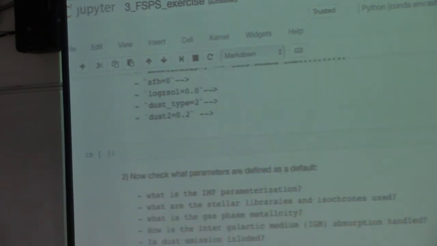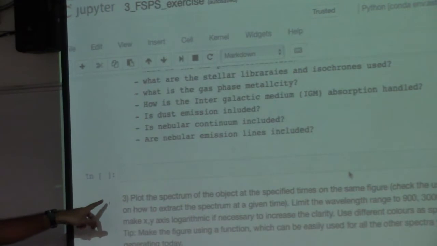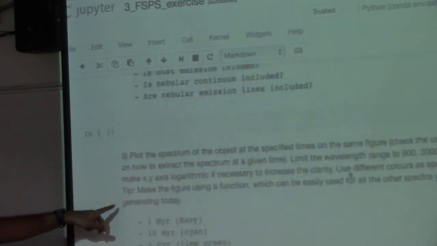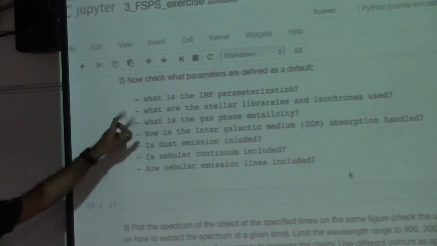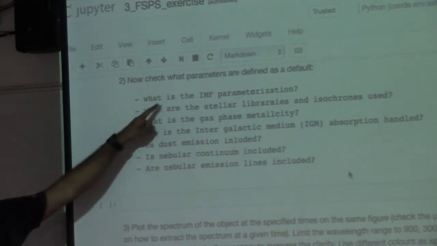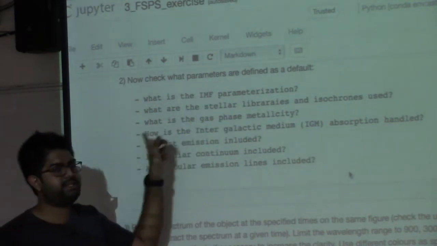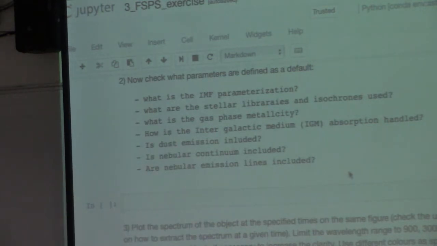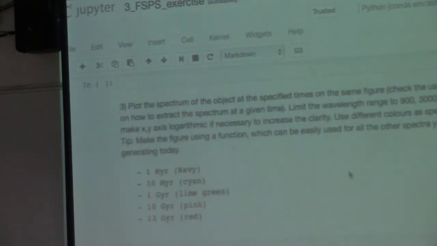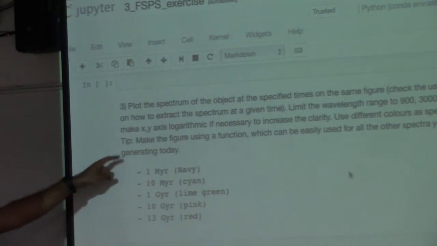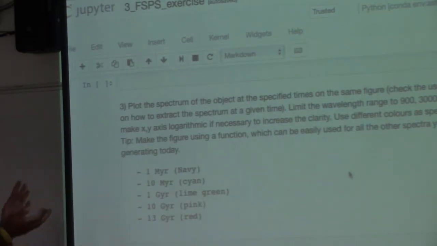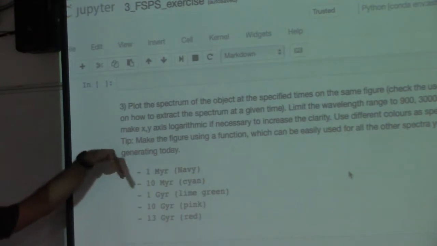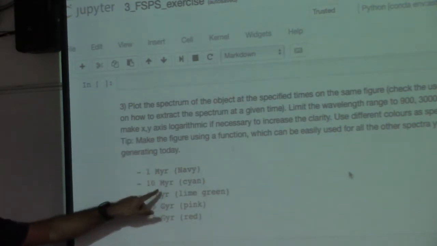All right, and then you will make the default galaxy spectrum, after you go through these default answers, the things that are already defined by default in FSPS, which you can change as well. And then you can make a galaxy with a single starburst for different ages, but make it on the same figure so you can see how the spectrum changes with time as they evolve.